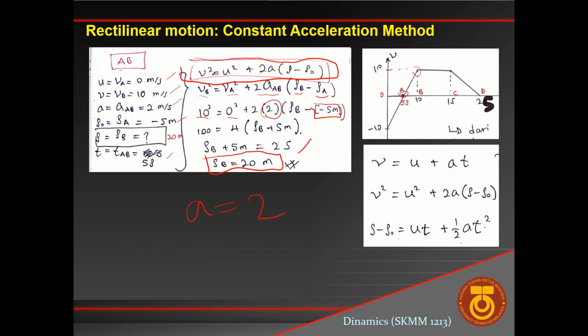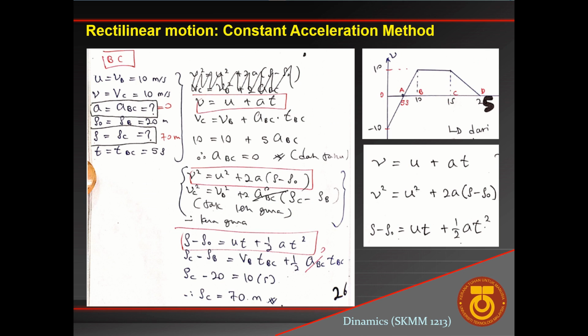Then we go to BC, where we know a from BC, a equal to 0. So we list down the information that I know. From B to C, u is v_B, v is v_C, so this is known, this is known. s_O, which is the initial, in this case will be s_B. 20, the only unknown is C.